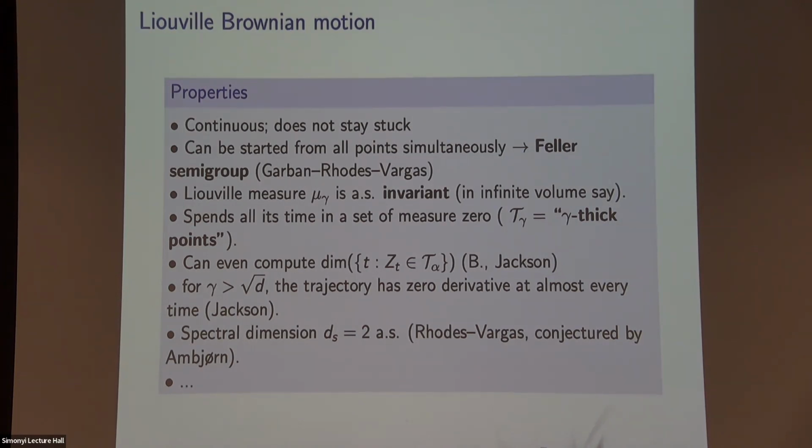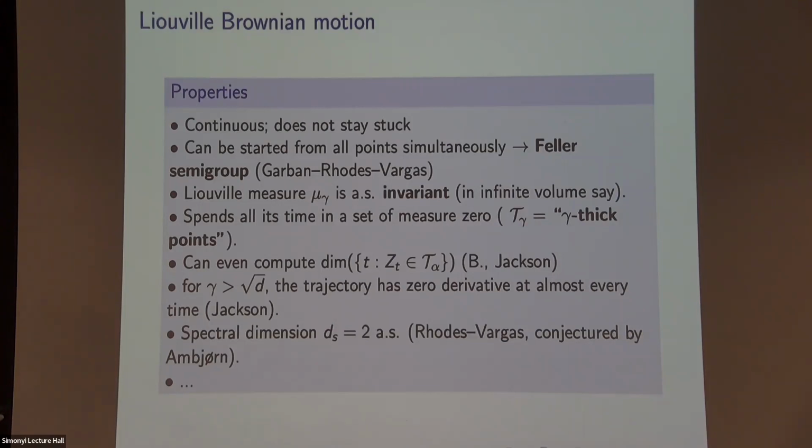And we know that this process spends all its time in a set of Lebesgue measure 0: the so-called gamma-thick points of the Gaussian free field. We can even compute the dimension of the time spent in the other thick points of the free field. One of the weird properties that I like is that when gamma becomes greater than square root of 2 in 2 dimensions, the trajectory has 0 derivative at almost every time. So the mountain starts to be high enough that the process really likes to be there. It almost doesn't take off, but you still get a non-trivial continuous trajectory. But at almost every time the derivative will be 0.